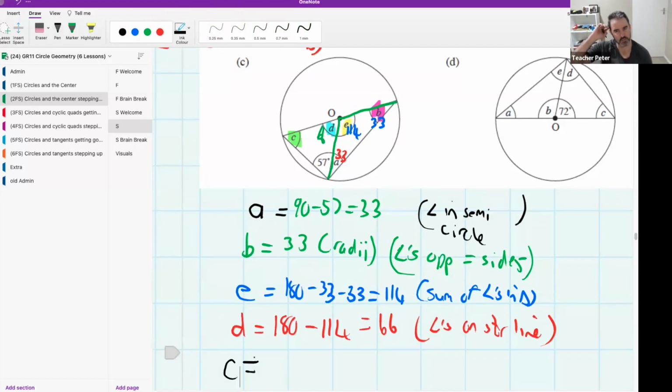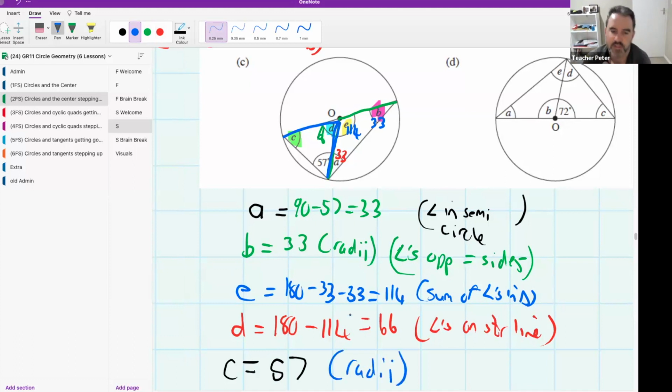What is C going to be? It has to be 57 because, again, you've got these. You'll notice that the triangles are different, but it's because they're isosceles. And I'm just going to say radii, and C is 57.